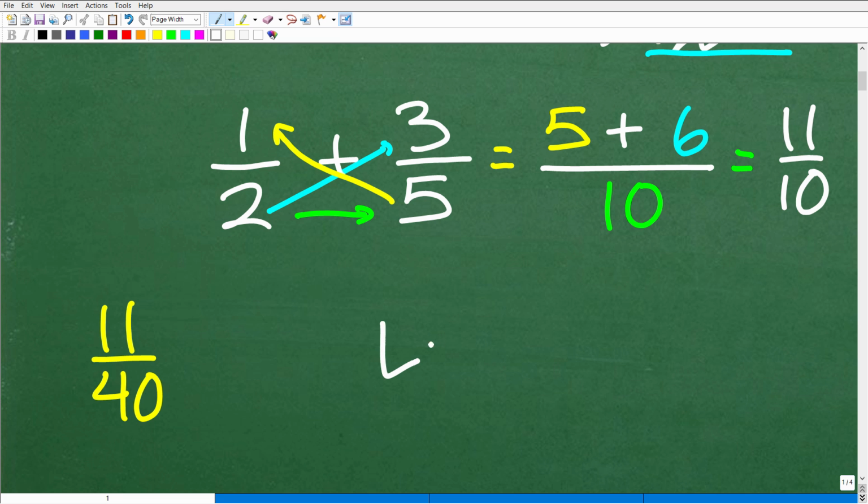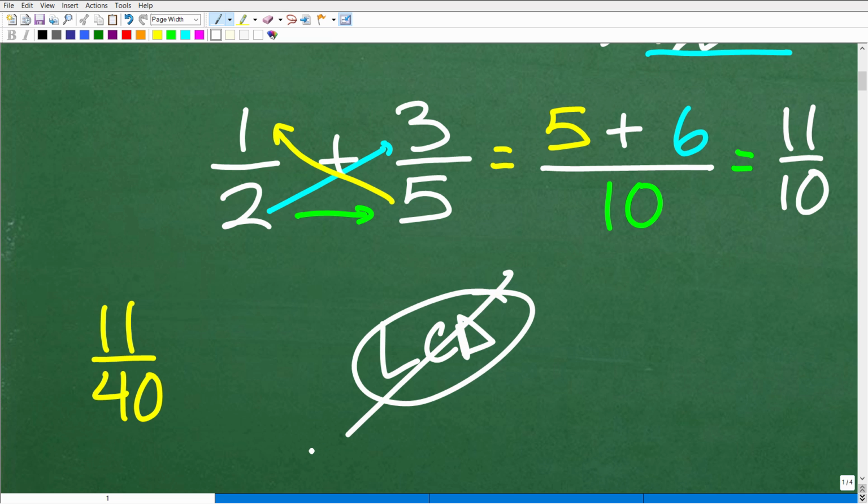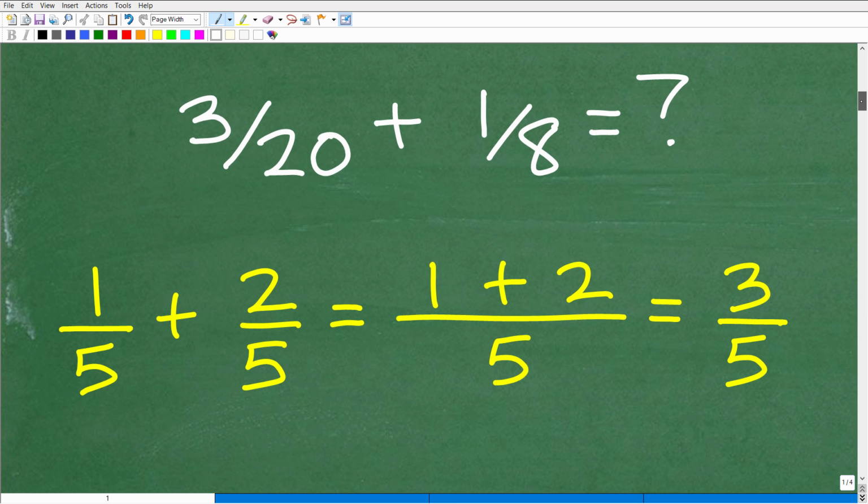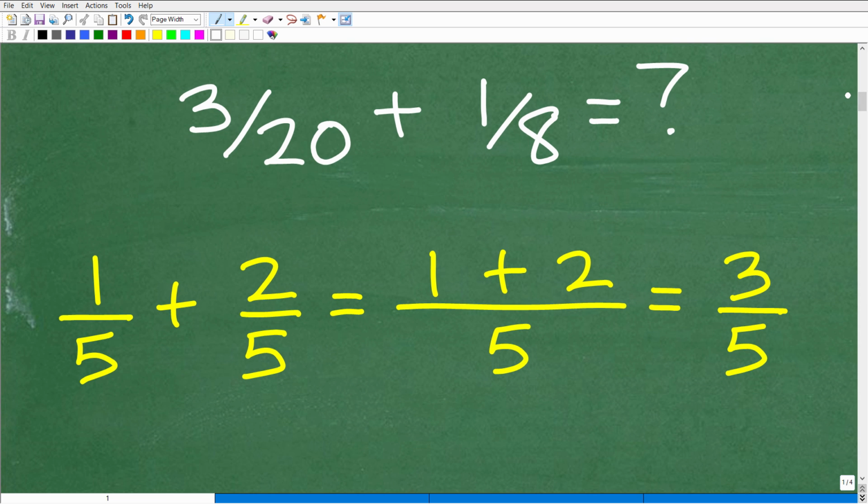run away. But like, good, I never have to do the LCD ever again. Not true at all. And you must know how to find the LCD, especially in algebra, okay? So let's go ahead and get this squared away once and for all. And so that way we have no more questions about the lowest common denominator, what it is, or how to find it. Okay, so just a quick review.